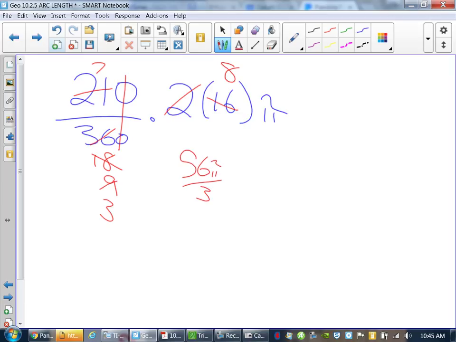How do you get 56? 7 times 8. Where do you get the 3? The 9 and the 21, they're both divisible by 3. Oh, okay. I was like, how does 9 go?